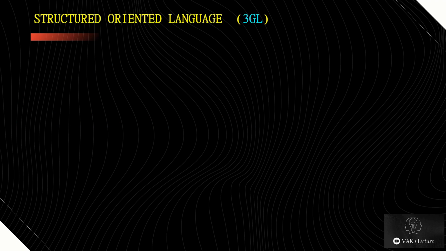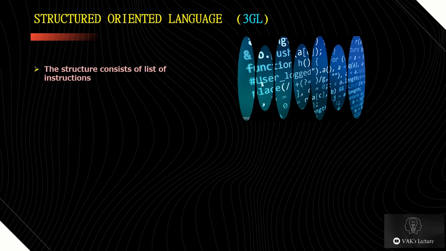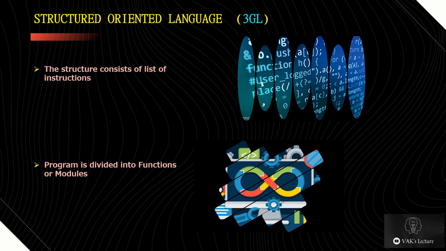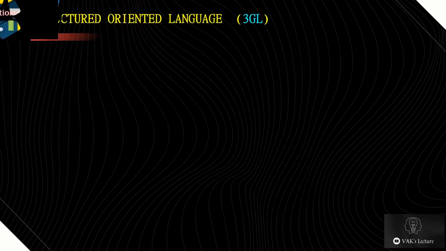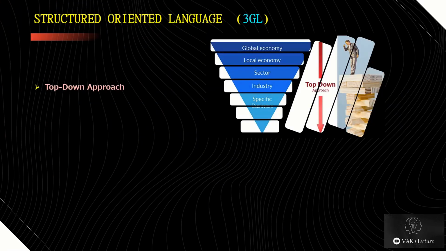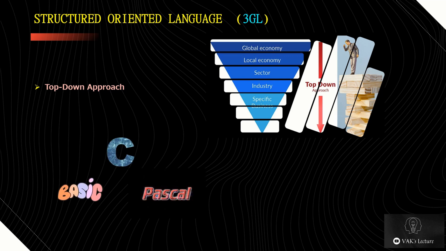Structured-oriented language. To write the programs, we have to follow some structure. This structure consists of a list of instructions where each statement tells the computer to do something. When a program becomes larger, it is divided into functions or modules, and the module is one of the cornerstones of structured programming. Simply, we can say that structured language follows the procedure and it follows the top-down approach. We will discuss this top-down approach in our next coming videos. C, Basic, Pascal are examples of structured-oriented language.